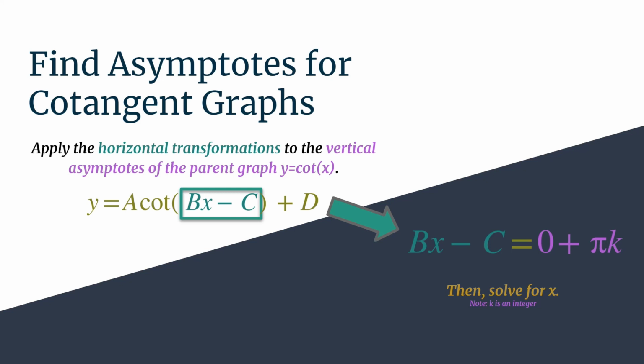If you aren't familiar with this way of representing asymptotes, you simply substitute in different integers for k and you'll get a different asymptote along the graph, depending on what you put in for k. So let's look at an example where we'll actually work through this method.